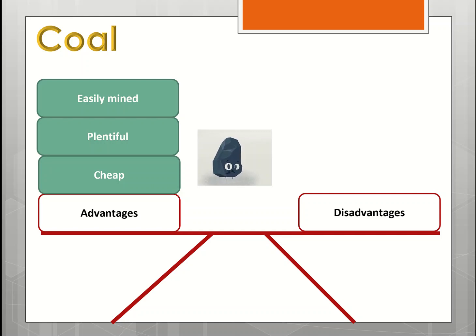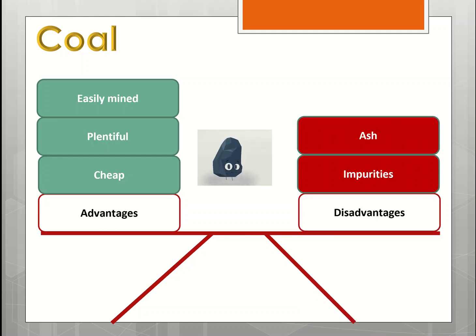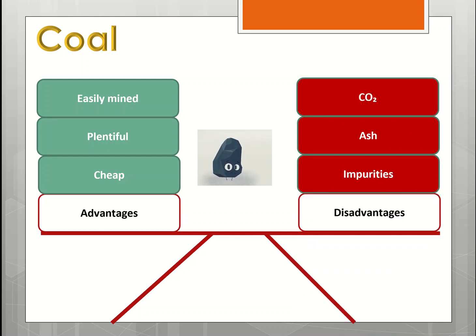But there are some disadvantages as well. First of all, it has a lot of impurities. So when you burn it, it is going to cause pollution. It leaves behind residue in the form of ash. And on burning it, it creates a lot of carbon dioxide gas which can lead to air pollution and global warming. But overall, we use it as a fuel for producing a huge amount of electricity nowadays.